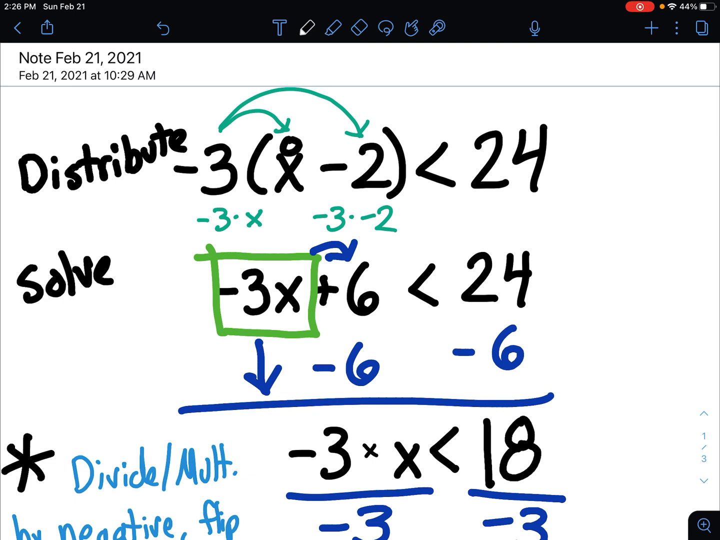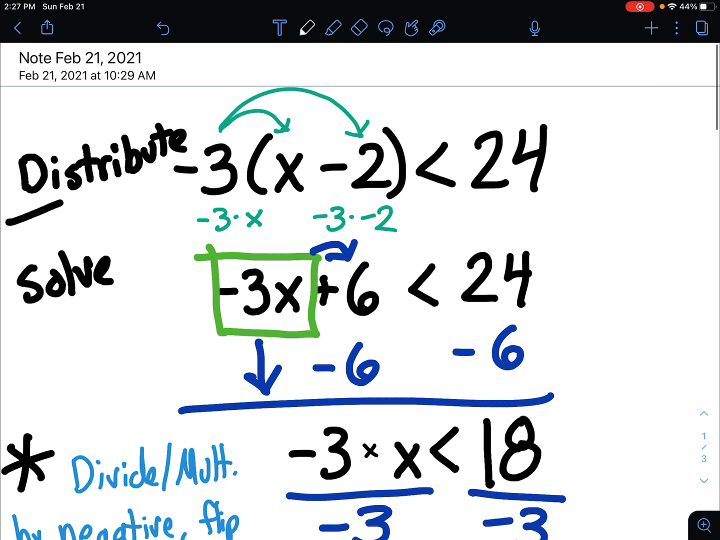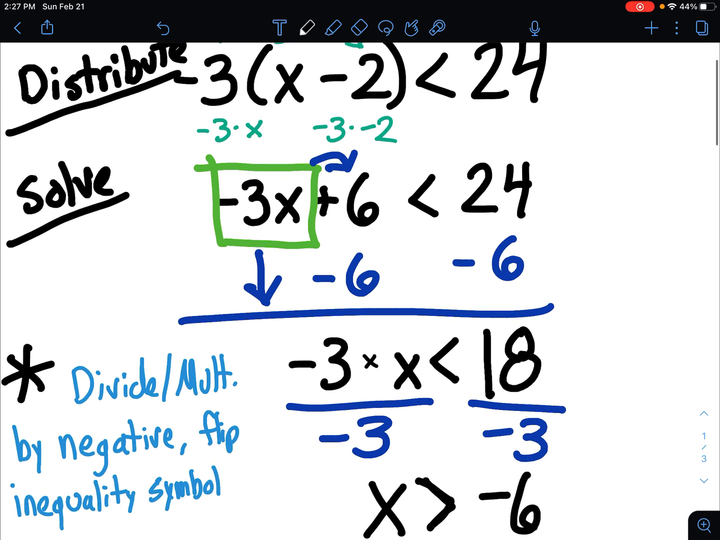If I plug 0 in right there, 0 minus 2 is -2. -3 times -2 is 6. But I want that to be less than 24. That works. So this is how you solve it. If you have this, it doesn't change. We distribute first, then we solve. That's the only added piece to the process. So make sure you're understanding the process of how to solve these.